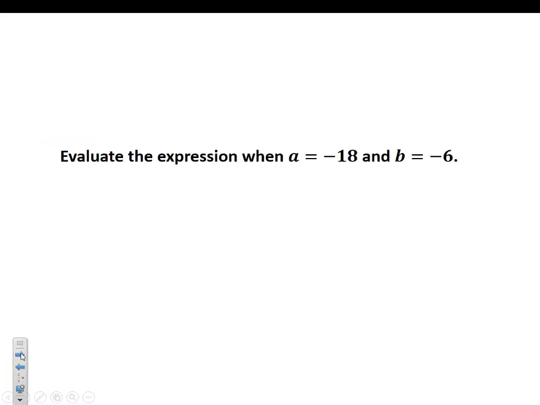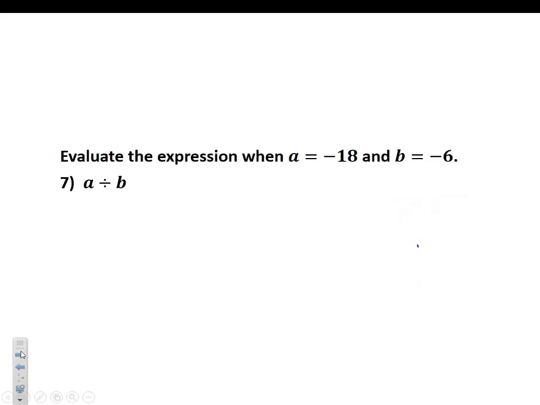Evaluating an expression. We're going to evaluate an expression when A is negative 18 and B is negative 6. So here's the expression. It's an algebraic expression because it is filled with variables. If it has one variable in it, it's an algebraic expression. Versus a numeric expression, if I have 2 plus 3, well, that's a numeric expression. It's an expression because it doesn't have an equal sign in it. And when we evaluate it, we would say, well, that is 5. So we can evaluate that numeric expression without an equal sign in it.